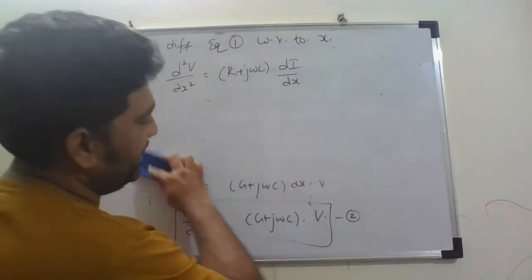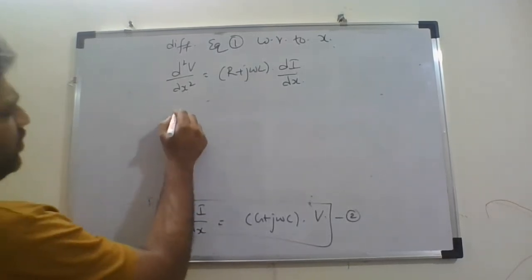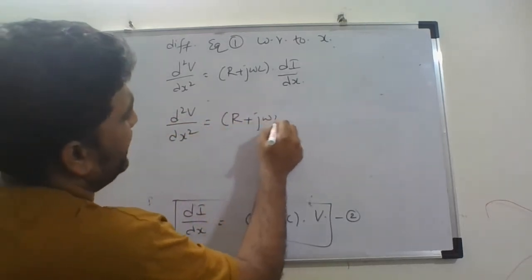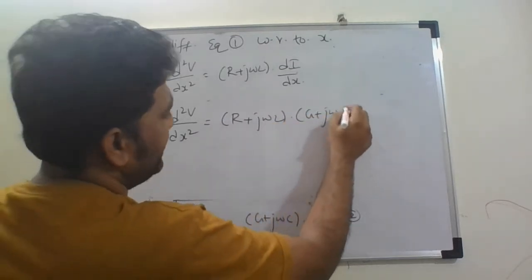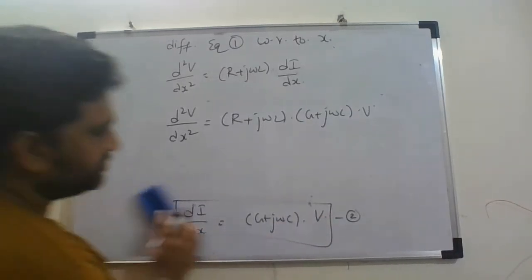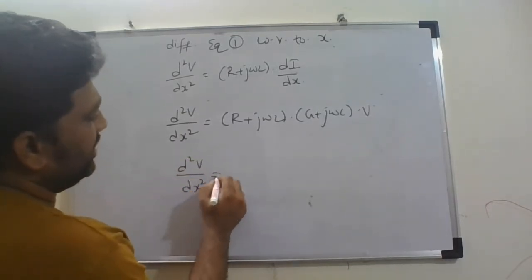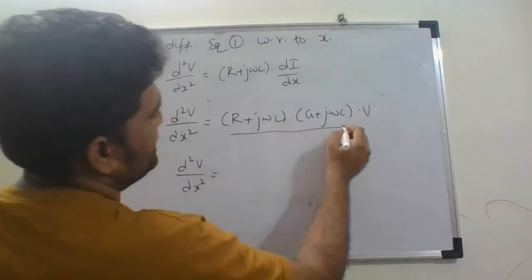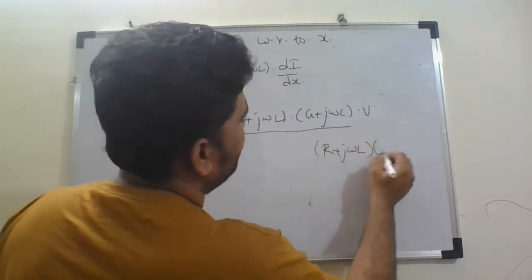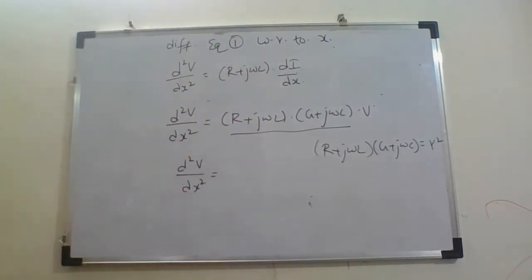Now from equation 2 we have the expression for dI by dx. Therefore we can write d square V by dx square is equal to R plus j omega L into G plus j omega C into V. Now let us assume that this constant, R plus j omega L into G plus j omega C, is equal to gamma square, where gamma is a constant.